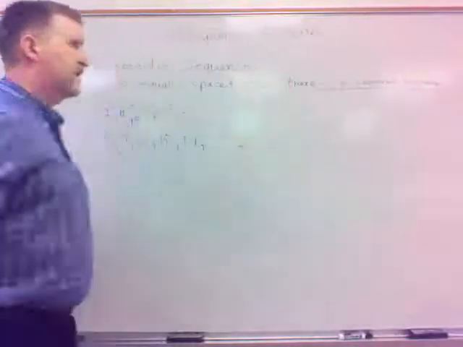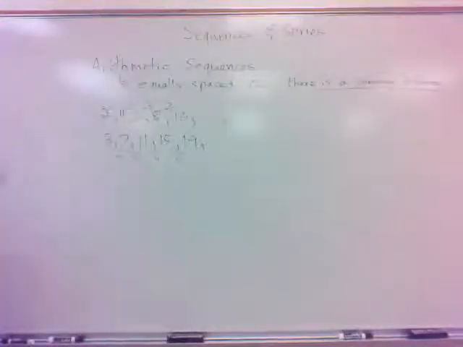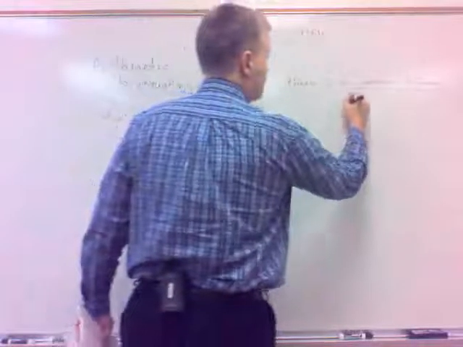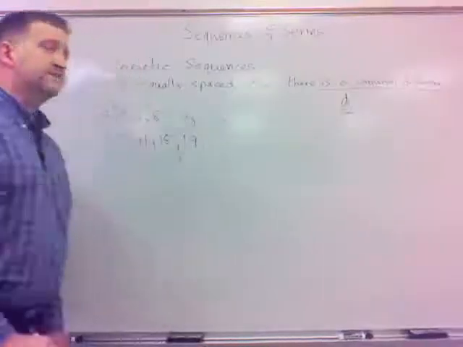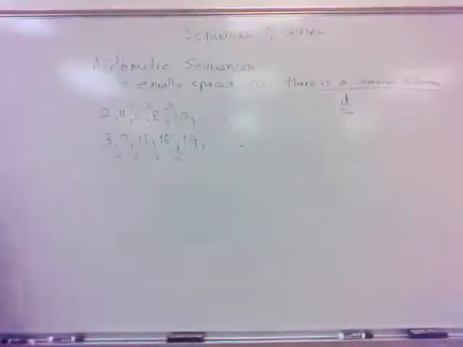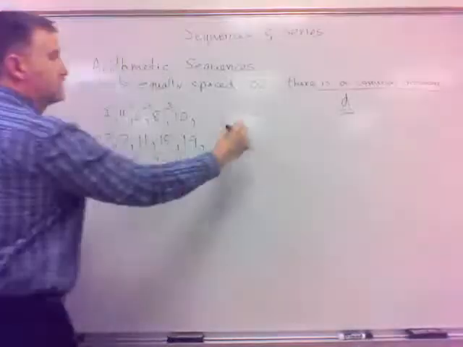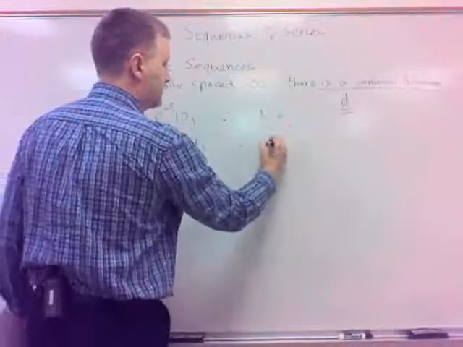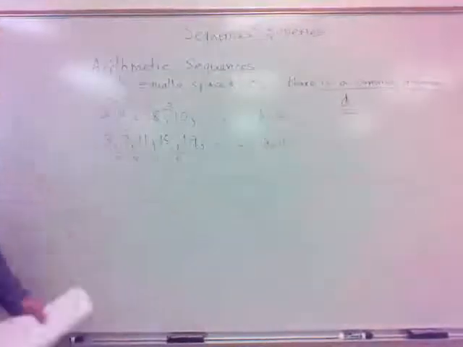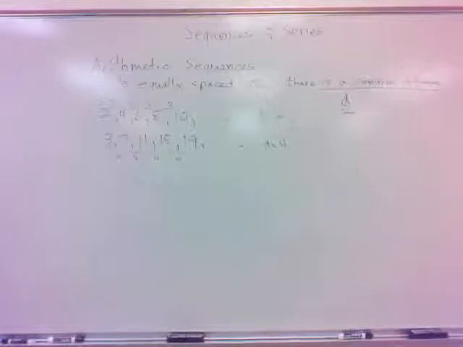Common difference, because really an arithmetic sequence is known by, if you will, its common difference, D. D is what we'll call the common difference. And also note here, so in sequence 1 there, D is 2. Sequence 2, D is 4. Okay? So it's just a common difference, the difference between terms.